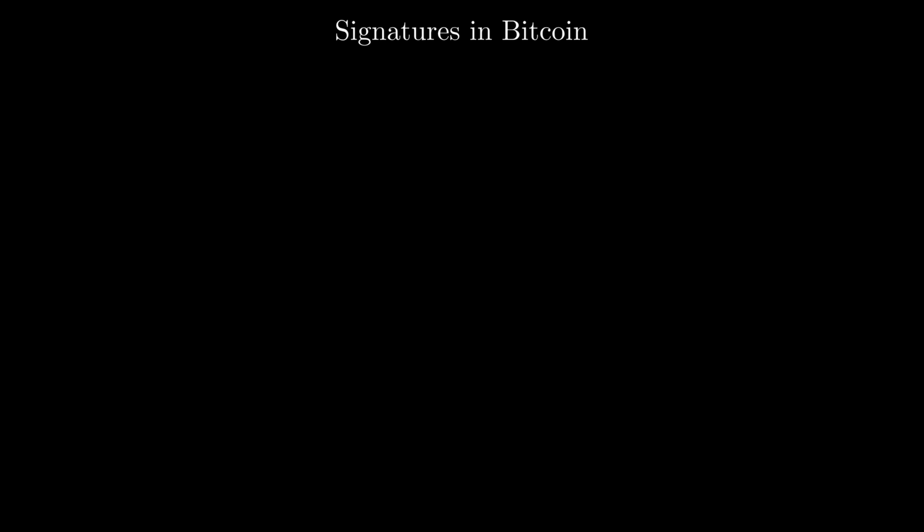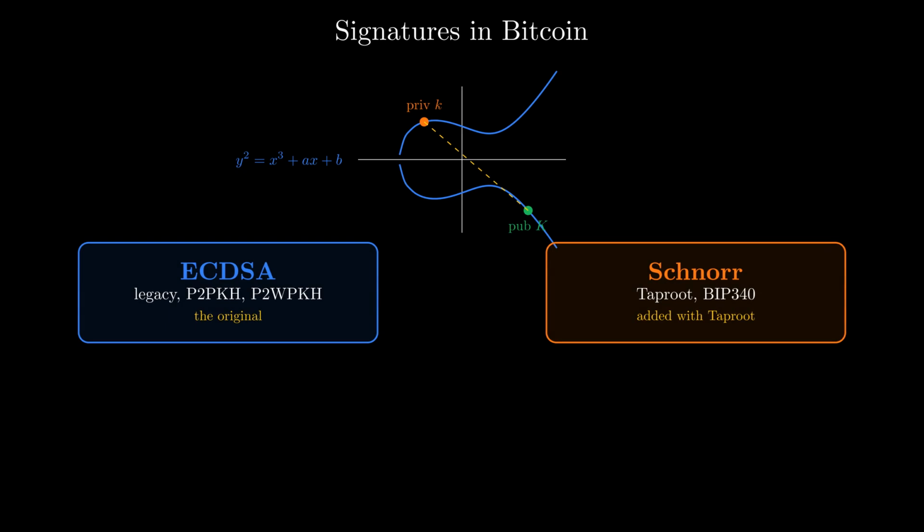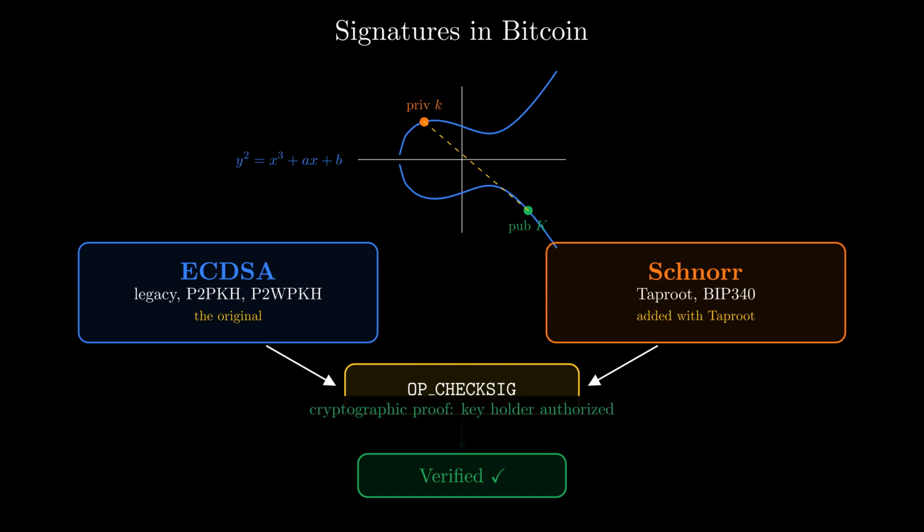To see why this matters, let's start with what a signature actually does in Bitcoin. Bitcoin uses two signature algorithms over elliptic curve key pairs, ECDSA the original and Schnorr, added with Taproot. Both run during script execution, typically through OP_CHECKSIG, when the network verifies that whoever spends a coin holds the matching private key. The signature isn't just a stamp of approval, it's a cryptographic proof that the key holder authorized one specific message, a hash of selected transaction data.